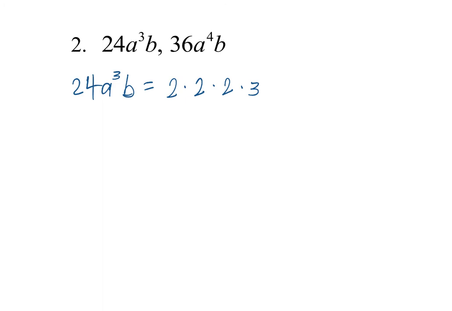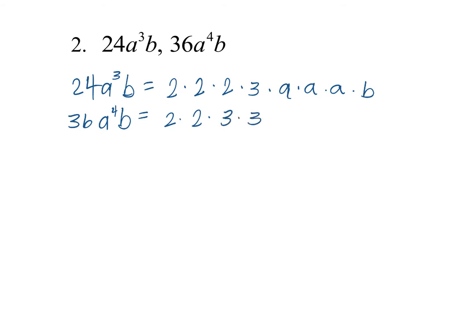A cubed is just a times a times a. And then we have a factor of b on the end. So for 36a to the 4th b, 36 is 2 times 18. 18 is 2 times 9. 9 is 3 times 3. A to the 4th, we're going to write 4 a's out. A times a times a times a. And then b on the end.